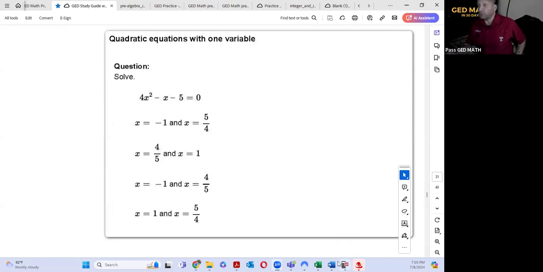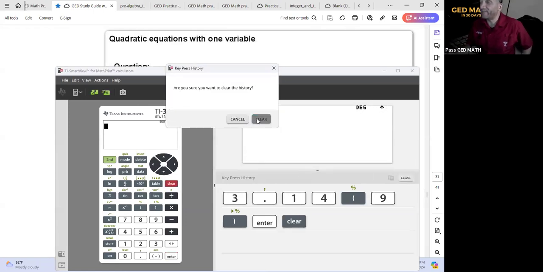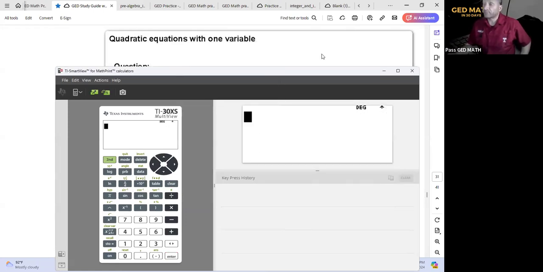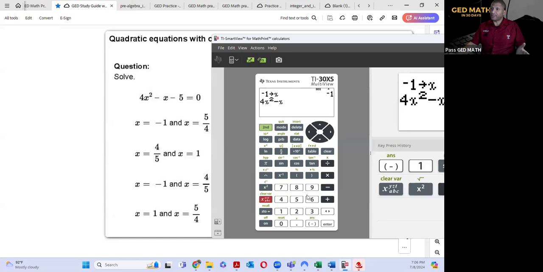What I want you to do is know how to use this calculator. If you know how to use this calculator, they are giving you the answers. So x is minus 1, x equals 5 over 4. I'm going to store it in my calculator and plug it in: 4x squared minus x minus 5. I need to get 0. Remember, ax squared plus bx plus c equals 0. Did I get 0? Yes, I now know -1 is one of my answers.